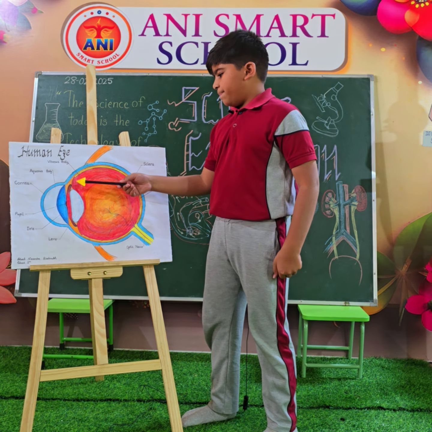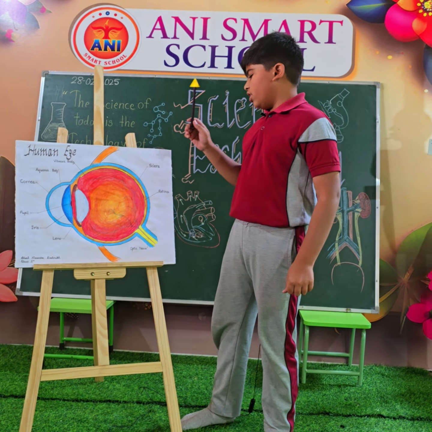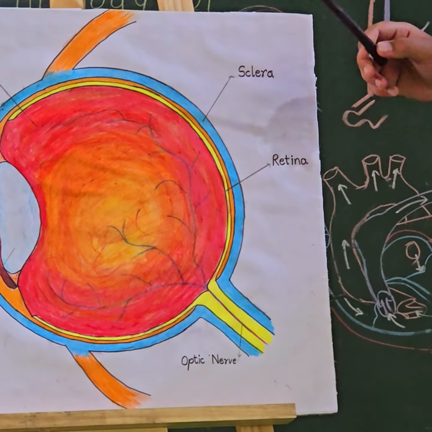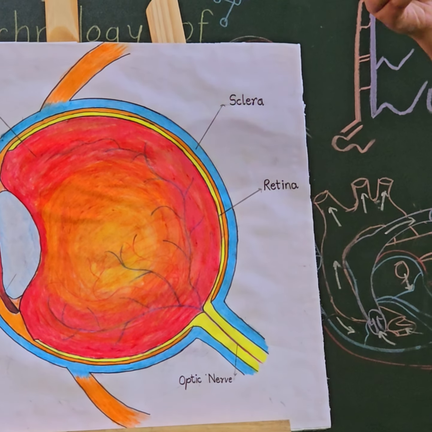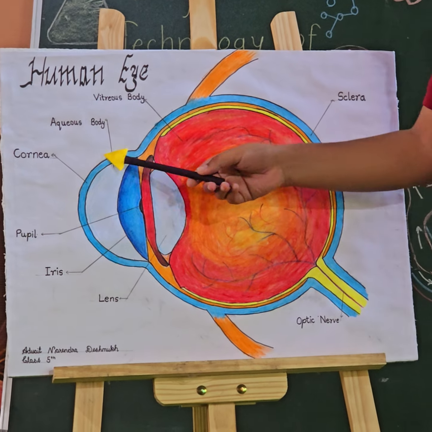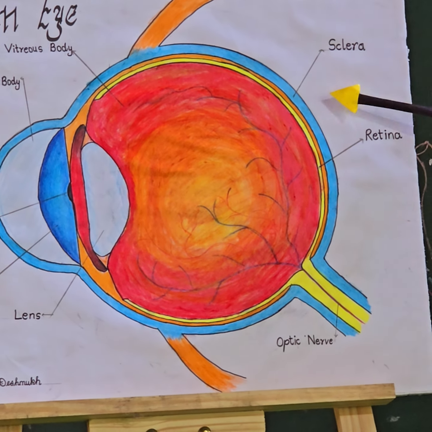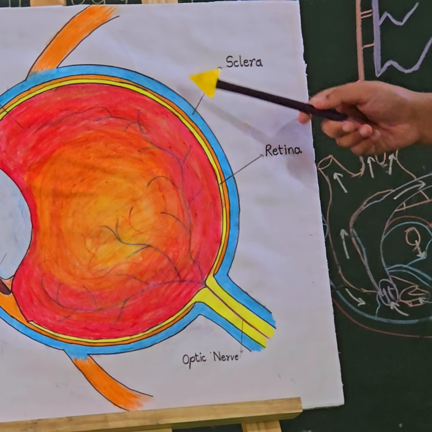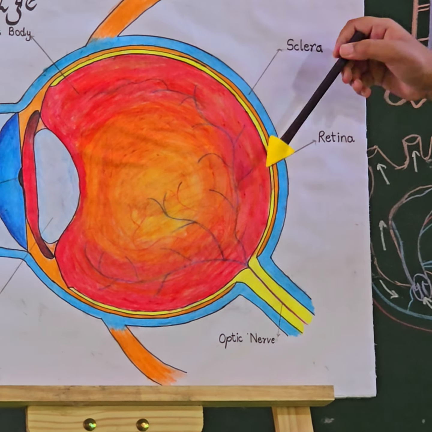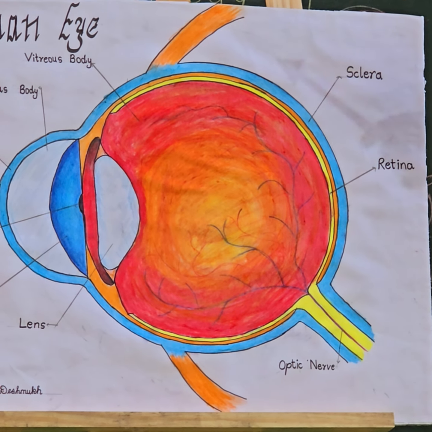So, the first part that comes is the cornea, which is also a part of sclera. So, we will start from sclera. The sclera is the outermost opaque and elastic covering. It forms the transparent cornea at the front. The sclera helps to maintain the shape of the eyeball, and also it protects all the inner layers of the eye.